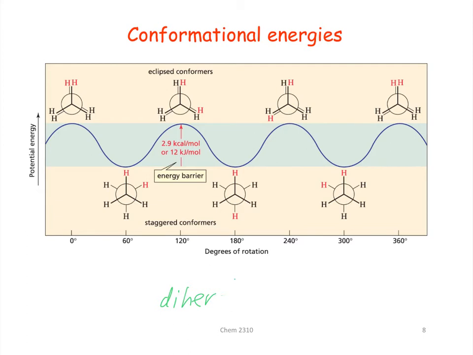Can I ask a question? Yes, of course. You probably talked about it already, but how come when it's staggered, does the sigma bond turn into a sigma star bond? Oh, okay, so the question is, why does the sigma turn into a sigma star?